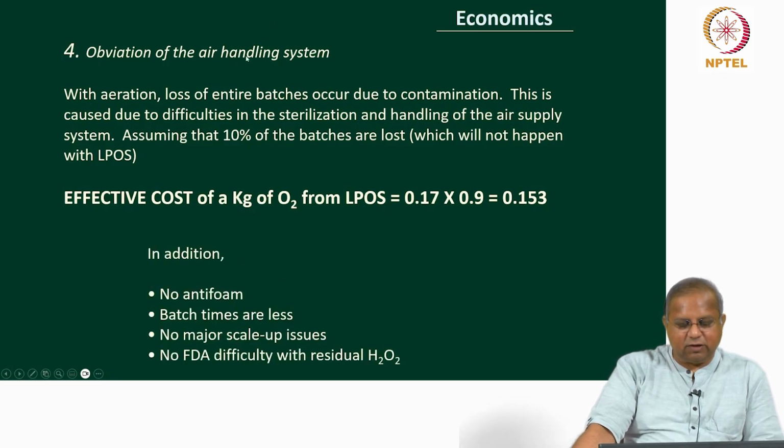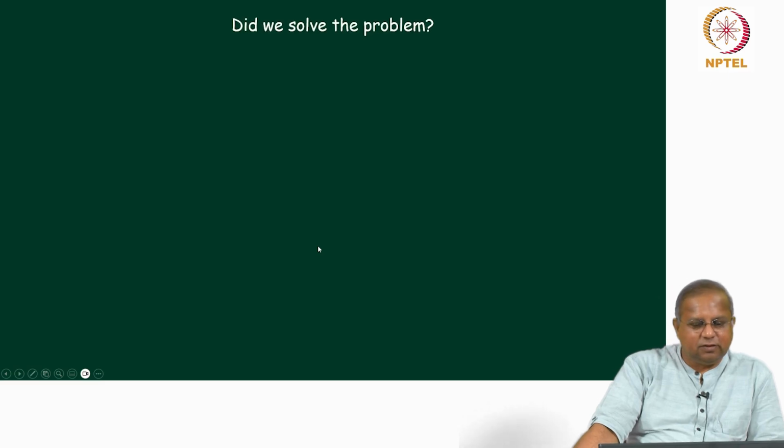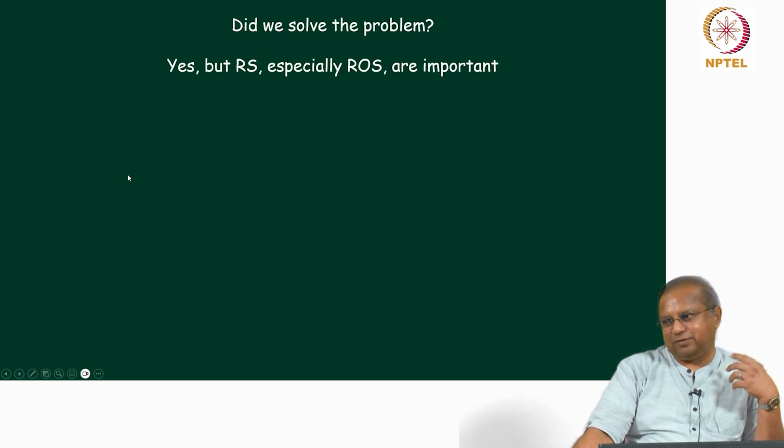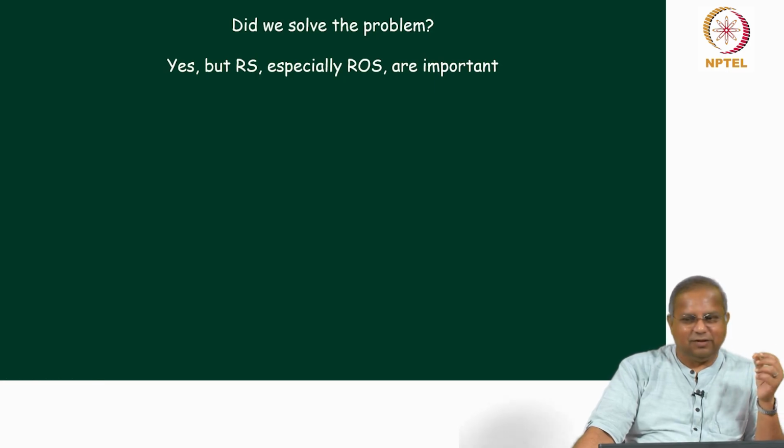In addition, we have not considered these for the costing: no anti-foam, batch times are less, no major scale-up issues, no FDA difficulty with residual hydrogen peroxide and so on and so forth. So, it seemed advantageous. Okay. So, did we solve the problem? Of course, we did. However, as with anything in science, you solve something, you raise 3 more questions or many more questions. That's the hallmark of doing good science.